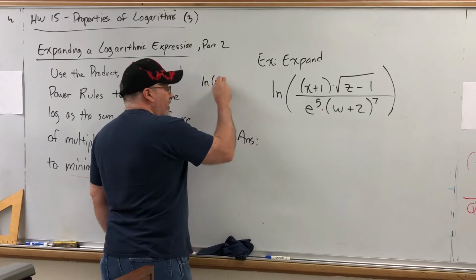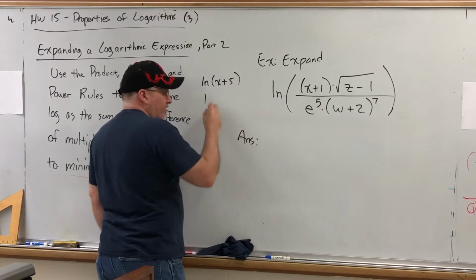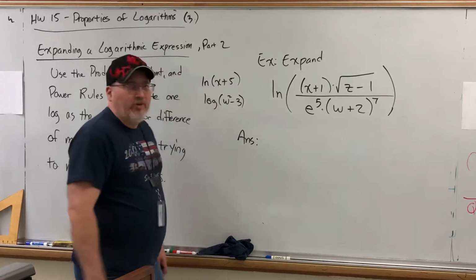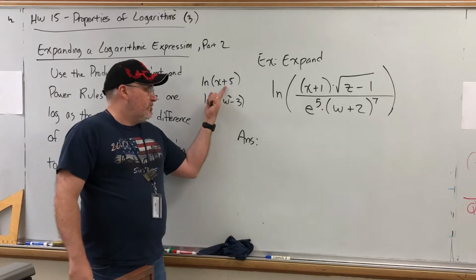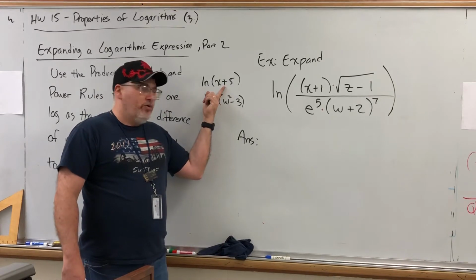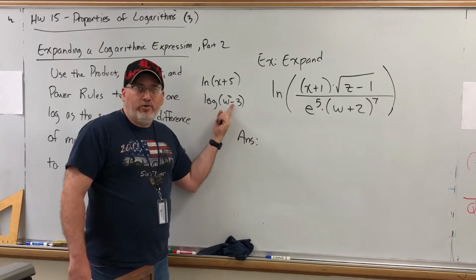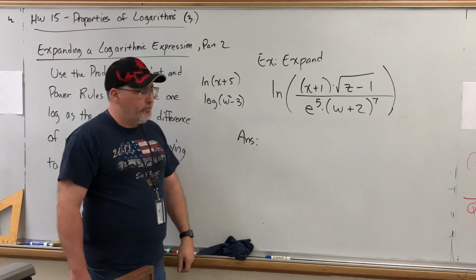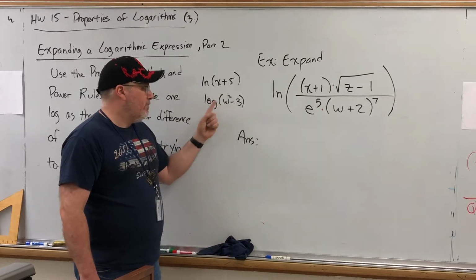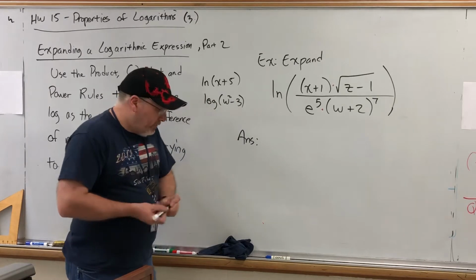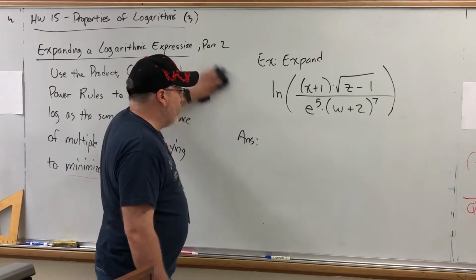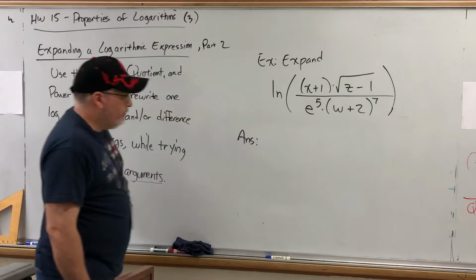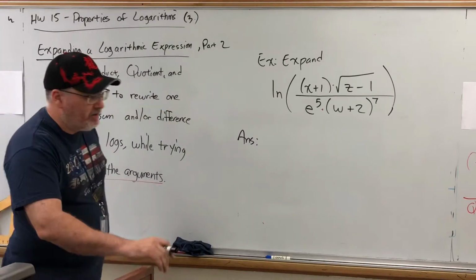By contrast, if you had a log of an addition problem like the natural log of x plus 5, or log of w squared minus 3, you couldn't do a single thing with either one of those. This is neither a product, quotient, nor power. This is a sum, this is a difference. There are no log rules about what to do with the log of an addition problem or the log of a subtraction problem. There are only log rules for the log of a product, the log of a quotient, and the log of a power. Now those factors may be addition and subtraction problems, which is okay.